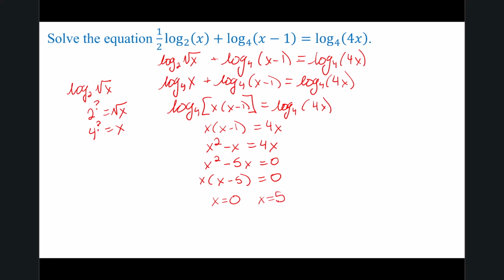Go back up to the original equation. If I substitute in 0 for x, then I'm taking the log of 0, which isn't possible. So I know that one's not going to work. What if I substitute in 5? So log base 2 of 5. 5 is positive. 5 minus 1 is also a positive number. And 4 times 5 is also a positive number. So x equals 5 will work.